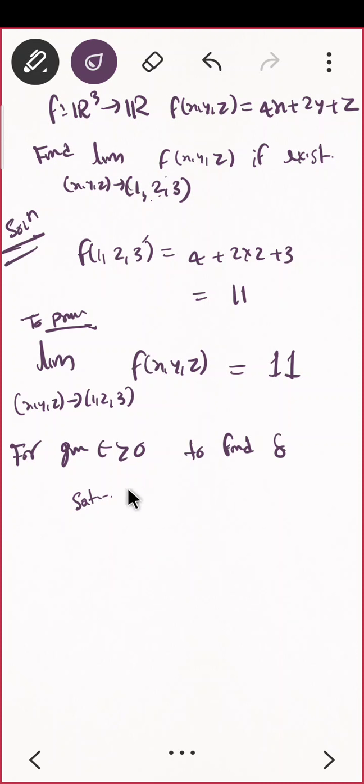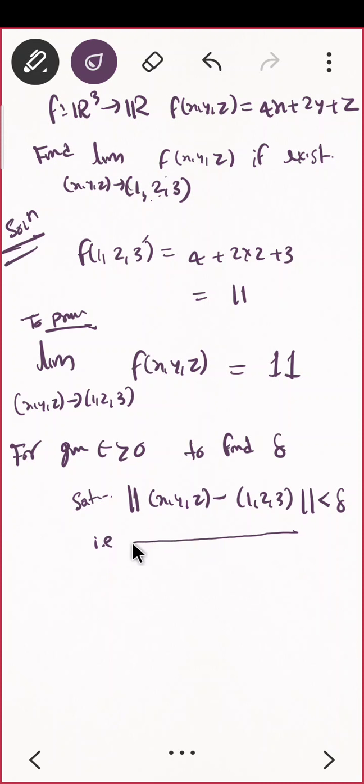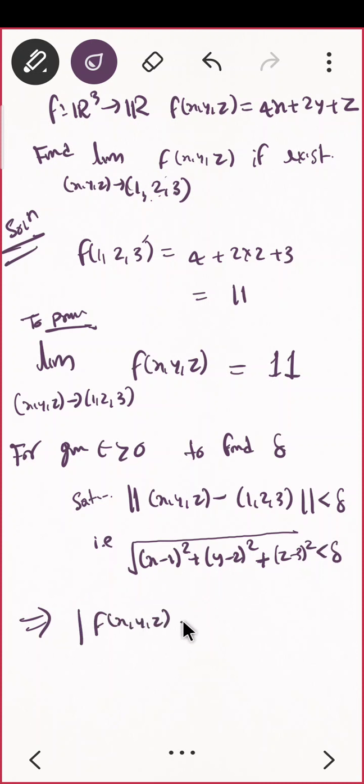What should delta satisfy? Norm of (x y z) minus (1 2 3) that is less than delta, which is the same as, you should write later on, but if you want you can write it now, square root of x minus 1 the whole square plus y minus 2 the whole square plus z minus 3 the whole square, that is less than delta. Do you agree? This should imply mod of f of x y z minus 11 that should be less than epsilon. Is that okay? Shall we start with the consideration part?